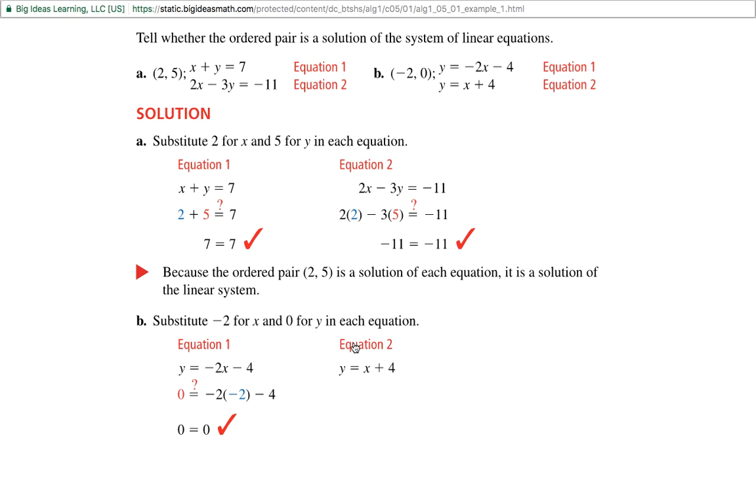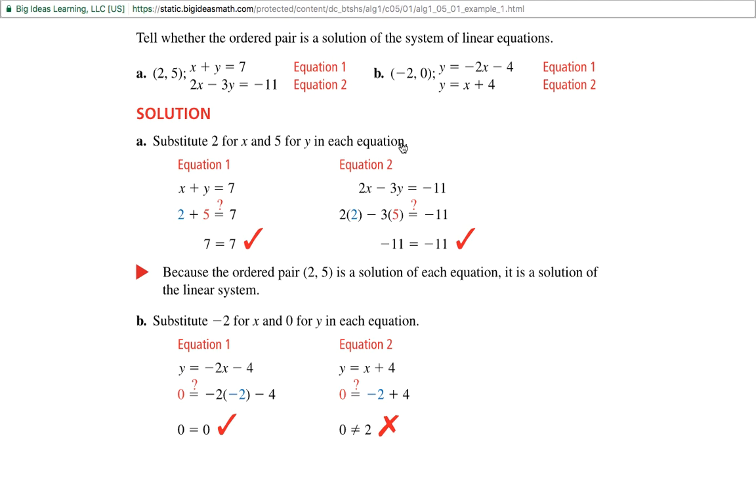Let's do it for the second equation. Same thing, write the equation. Plug in negative 2 and 0 to the appropriate values. Negative 2 plus 4 is 2. Is 0 equal to 2? The answer is no, it is not. 0 is not equal to 2. Therefore, we can say that negative 2, 0 is not a solution of this system right there.